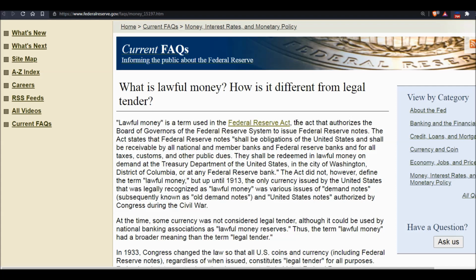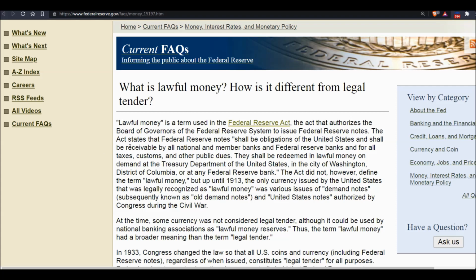So within this contract called the Federal Reserve Act, FUBU, for us by us, it says that this private note based on contract among us shall be the obligations of the United States, and shall be receivable by all national and member banks and Federal Reserve banks, and for all taxes, customs, and other public dues.